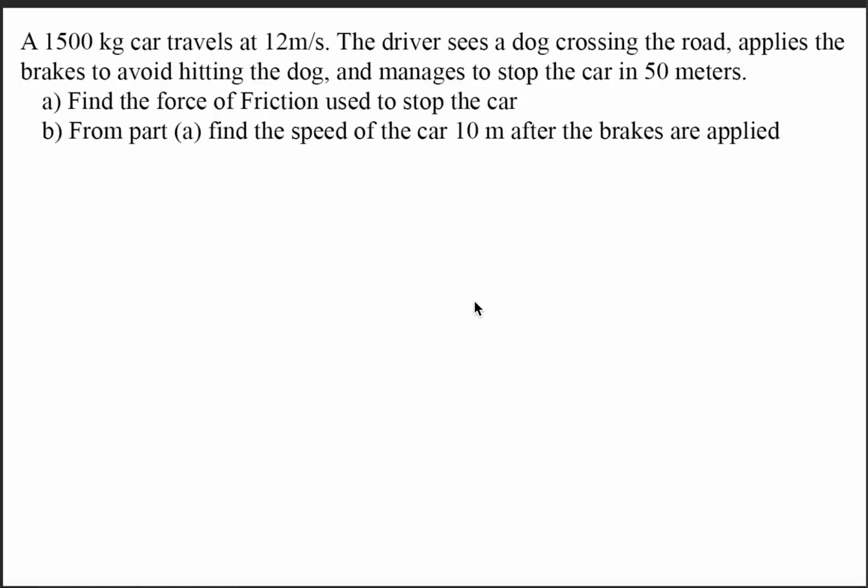Okay, so a 1,500 kilogram car travels at 12 meters per second. The driver sees a dog crossing the road, applies the brakes to avoid hitting the dog, and manages to stop the car in 50 meters. Part A. Find the force of friction used to stop the car.